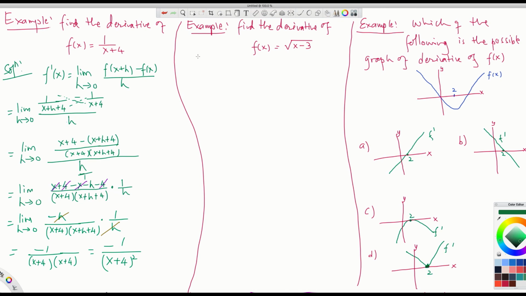Let us do one more example. So, solution of this: find the derivative of f(x) equals root x minus 3. So what is f prime of x?